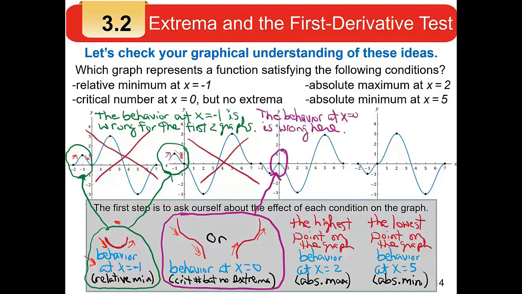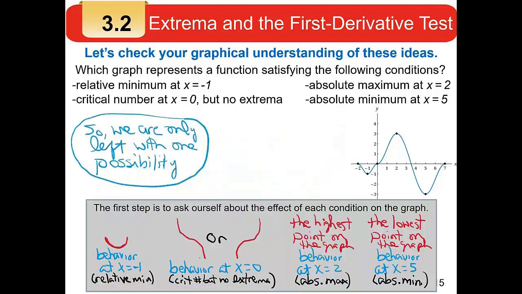What about the second condition? The second condition says that at 0 it either goes down, down, or up, up. But this graph shows at 0 going up and then down. That's not right. At 0 it's not supposed to do that. It's either going to be down, down, or up, up. So the second condition knocks out the third graph.